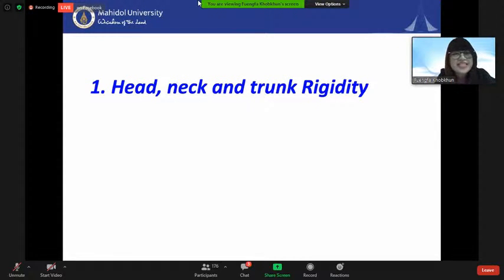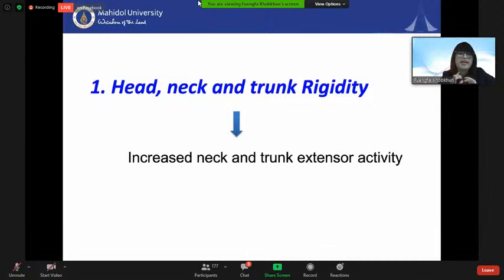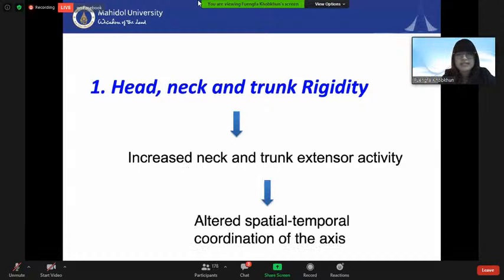The first one is head, neck, and trunk rigidity. You guys may call it axial rigidity. Axial rigidity results in reduced segment rotation and impaired segment coordination and timing of turning. So imagine if you have neck and trunk rigidity, it will increase neck and trunk extensor activity, and then it interferes with spatial temporal coordination of the axis. Okay.